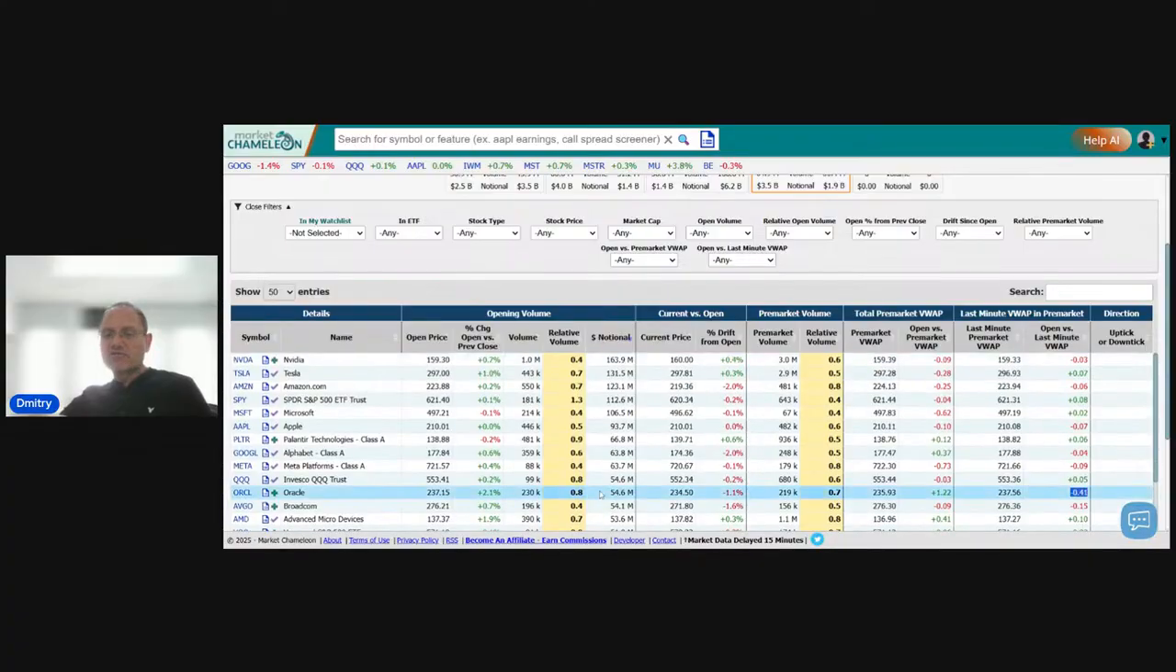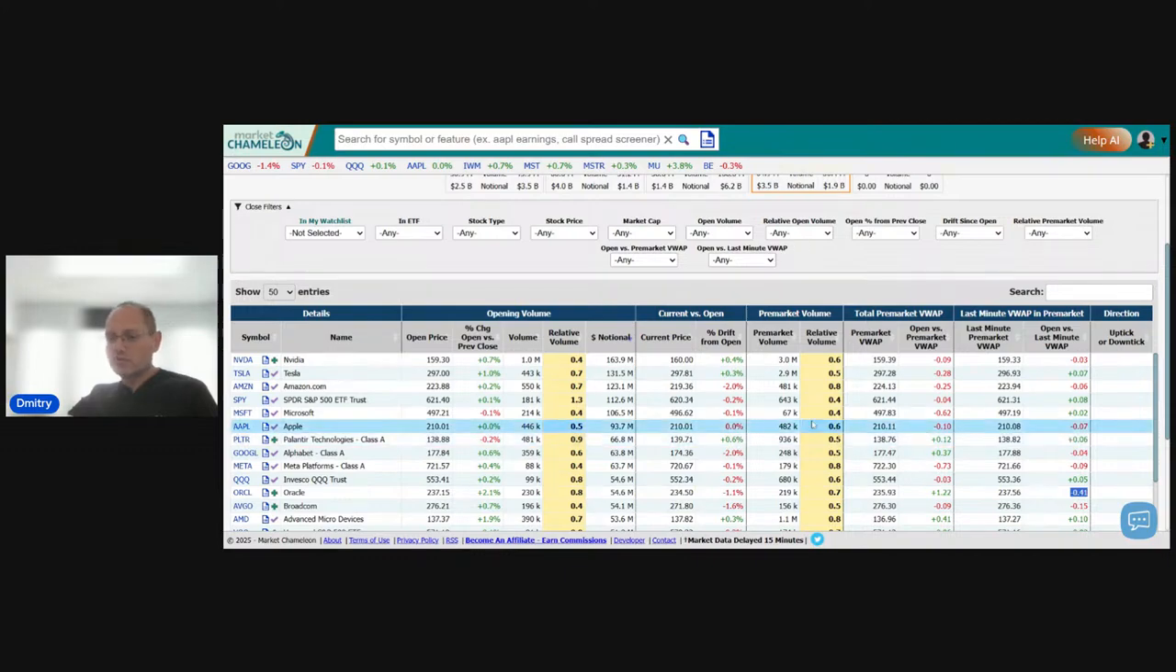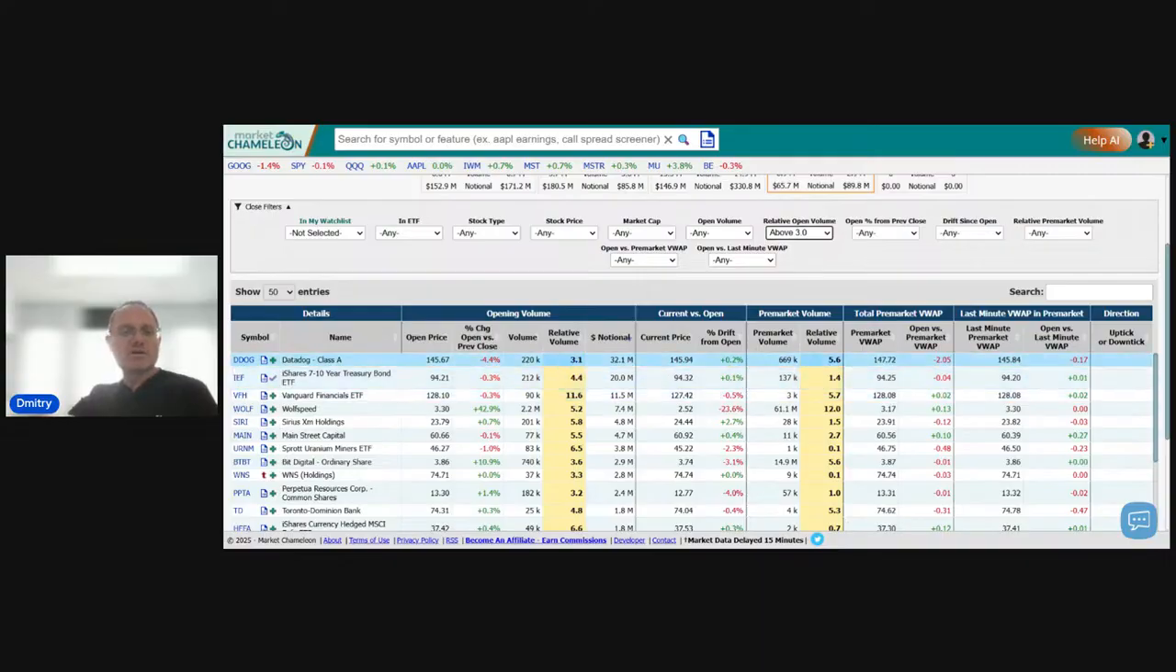So this kind of gives us an indication of that supply and demand buildup at the opening. Those trades that were not participating in the pre-market but wanted to get an execution and were willing to do it right at the open. So if we want to look at the relative open volume, let's look at anything very large, let's say above 3. So we have here a couple stocks that the relative volume was above 3.